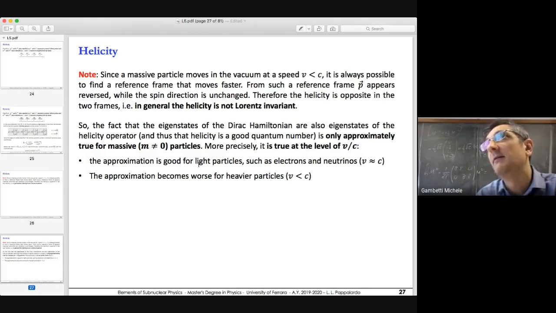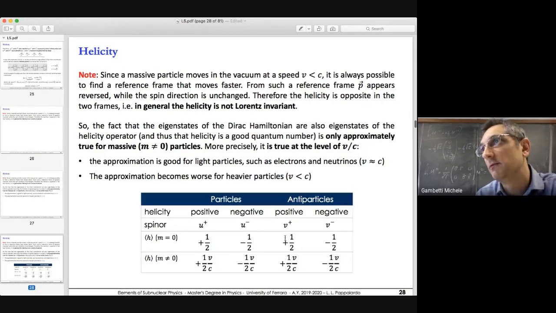So this approximation is very good if you have light, ultra-relativistic particles, which move very close to the speed of light. Then this ratio goes to 1, and essentially the helicity quantum number is conserved. However, if you have, as a result of a reaction or a decay, heavier particles, which move slower, then this is not true, and the approximation you have is given by the ratio v over c, and this you can also visualize in this table here.